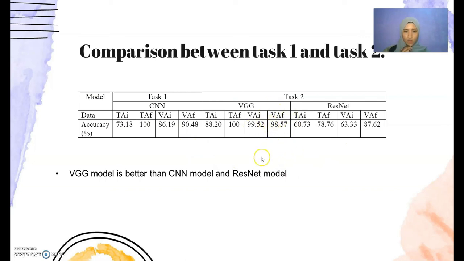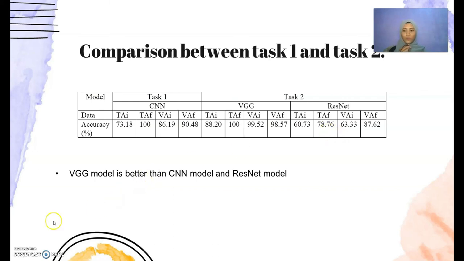So the best model among the three is VGG. The VGG model is better than the CNN model and the ResNet model. Between CNN and ResNet, we can conclude the CNN model is better than the ResNet model. So that's all from me.